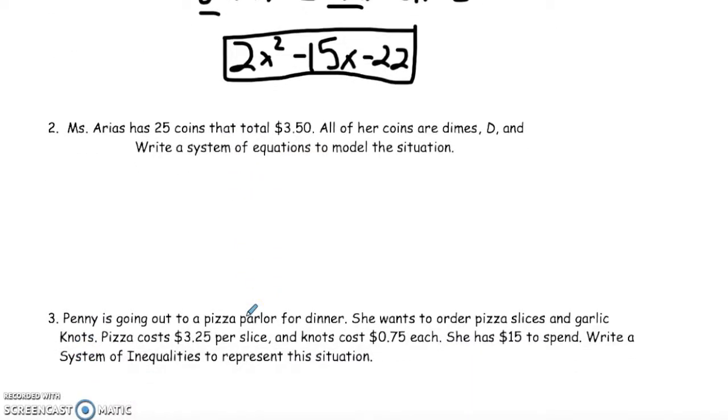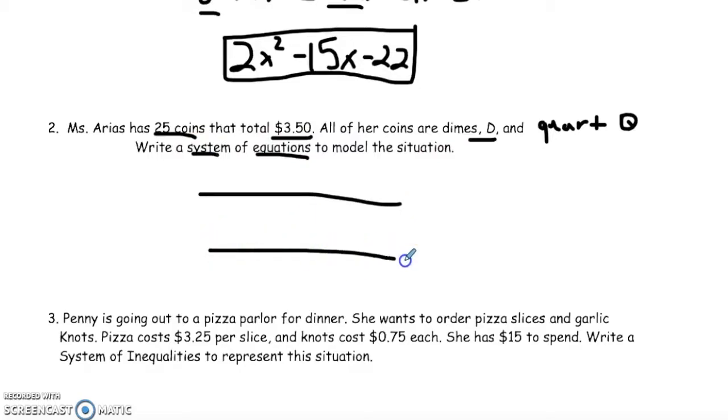Okay, number 2. Miss Arias has 25 coins that total $3.50. All of her coins are dimes and quarters. Write a system of equations. So system means 2. So we need 2 different equations to model the situation. So my first one is going to be D plus Q. That's the number of dimes plus the number of quarters that Miss Arias has, equals the total number of coins which she has, which is 25 coins.